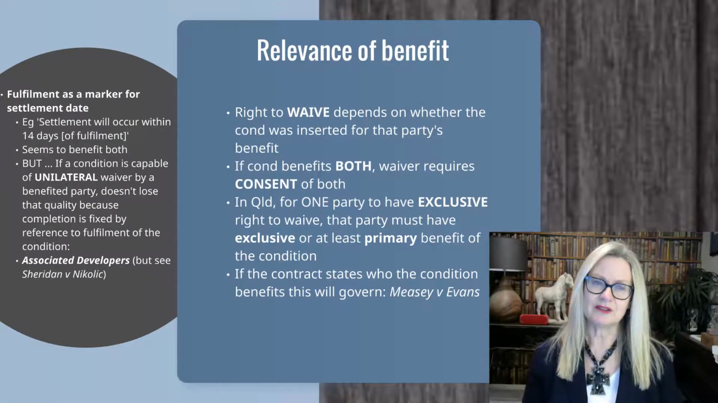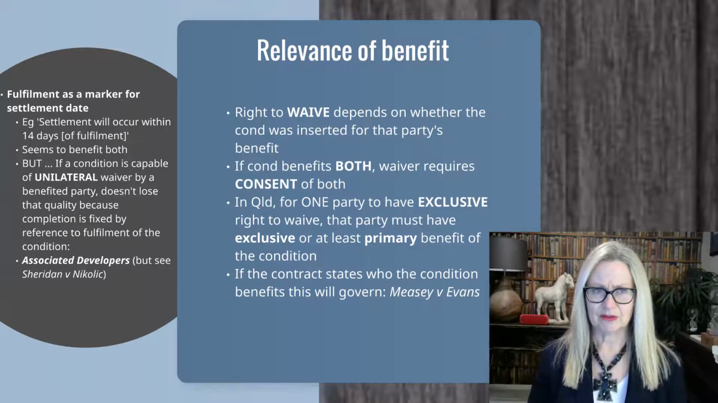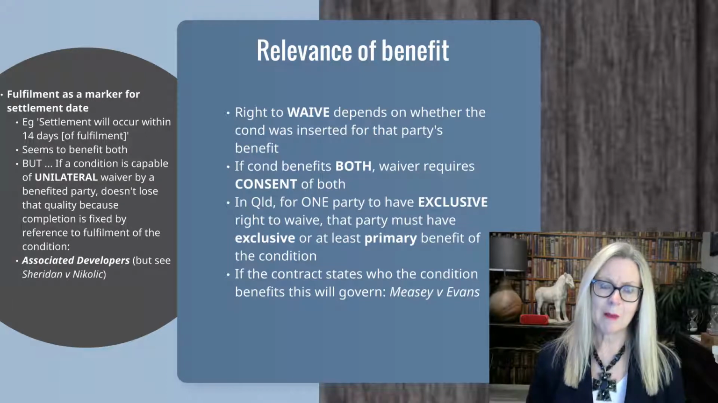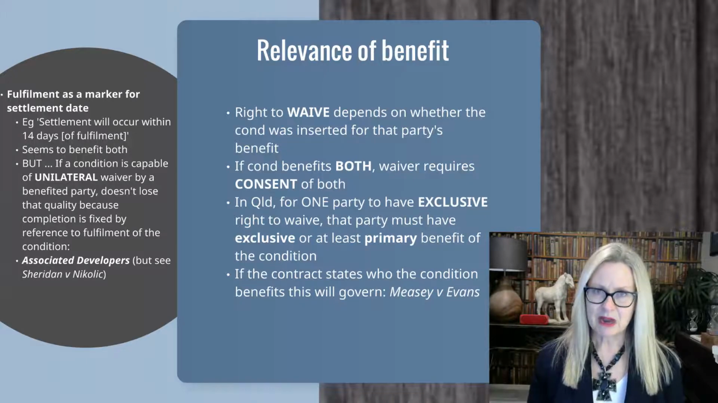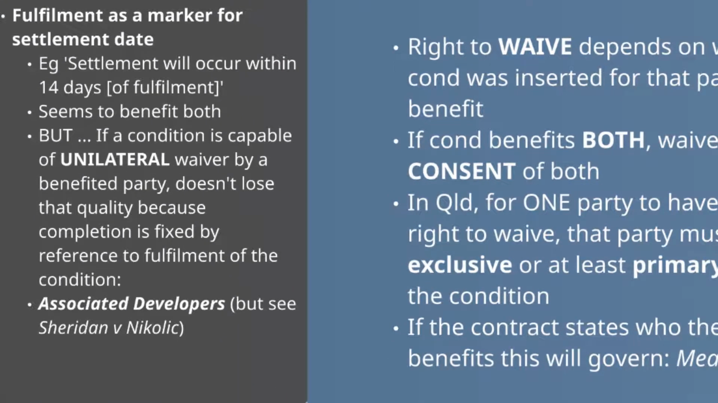The text goes ahead and discusses the situation of what happens when there's an issue of waiver, but this special condition, fulfillment of the special condition, is used as a marker to calculate the settlement date. For example, as I say there on the right hand side, settlement will occur within 14 days of fulfillment of whatever this special condition is. So you have to have fulfillment of the condition to know what date it is that you're going to settle on. Doesn't that mean that that kind of provision will equally benefit both parties? And there's been some uncertainty around that.